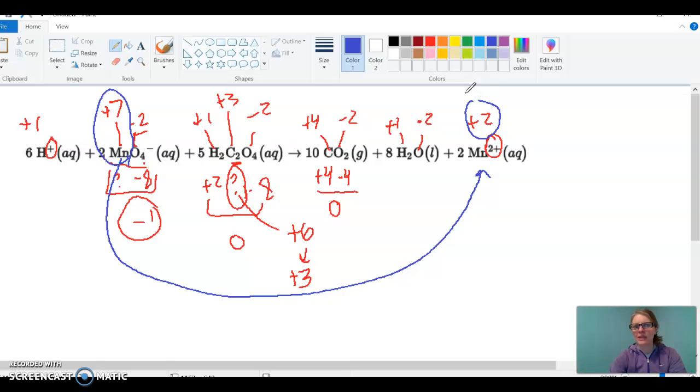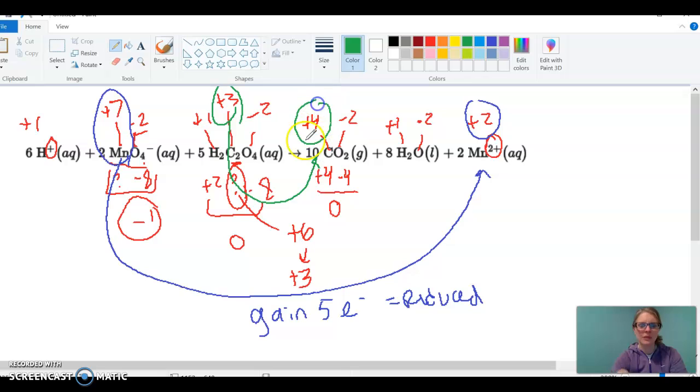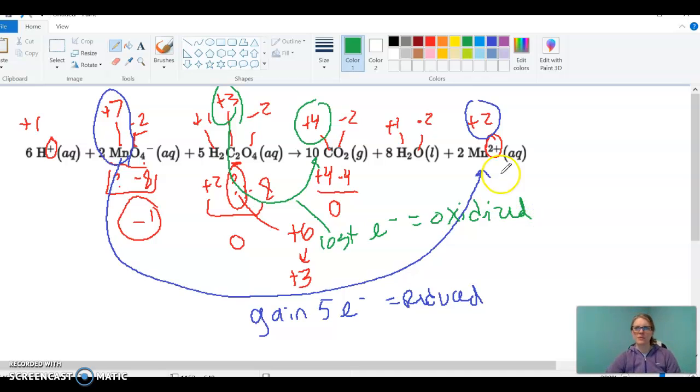The only way you can do that is to gain negative stuff. So this happened to gain 5 electrons. If you gain electrons, you're reduced. The other thing that was changing here is my carbons. It went from a +3 to a +4. And the only way you can become more positive is if you lose negative stuff, or in other words, you lost electrons. And that would mean you're oxidized. Lose electrons is oxidized. So that would be that.